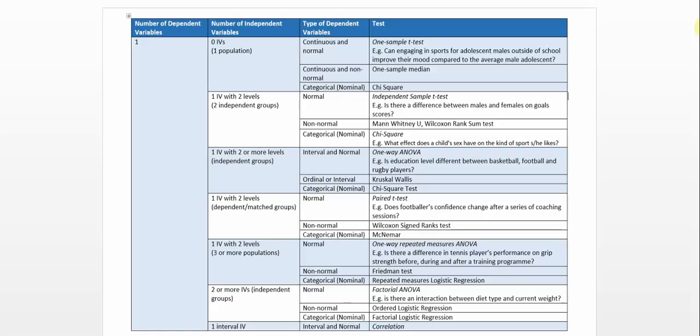If you are interested in the difference between males and females on goals scored, for example, the most appropriate test would be an independent sample t-test. This is because you have one dependent variable, your goals scored, and one independent variable, gender, with two levels, male or female. If you wanted to know if educational level was different between basketball, football and rugby players, you would conduct a one-way ANOVA. This is because you have one dependent variable, your educational level, and one independent variable with more than two levels, the type of sport.